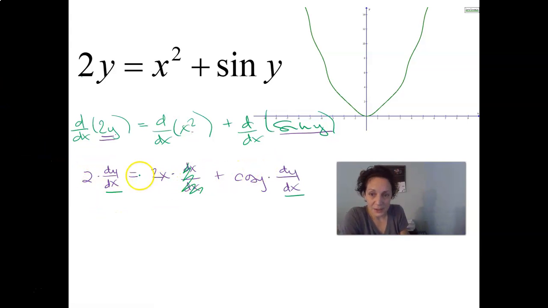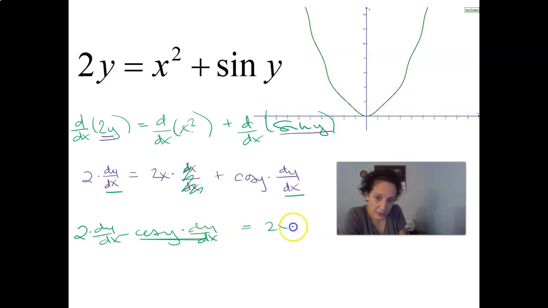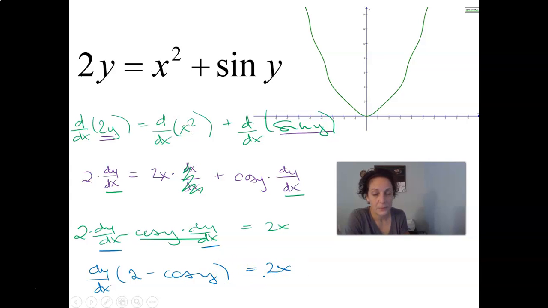So what I'm going to do is leave this 2x here. I'm going to move this cosine y dy/dx over here to be with the 2 dy/dx. So I'm going to have 2 dy/dx minus cosine y dy/dx equals 2x. Now why would I do that? The reason is that now I can factor this dy/dx out. That's what I want, I want to solve for it. So I'm going to factor it out: dy/dx times (2 minus cosine of y), and that's still all equal to 2x.